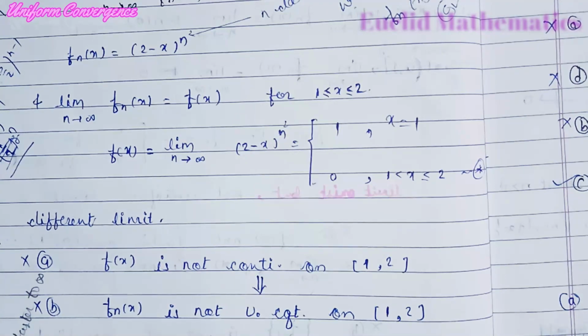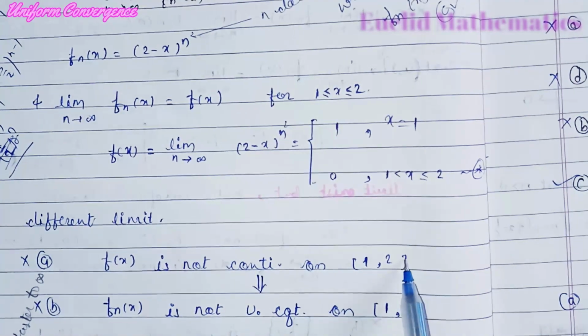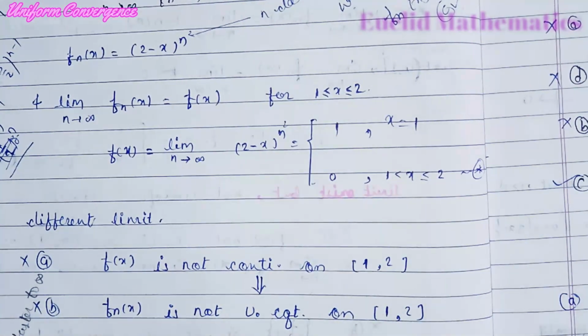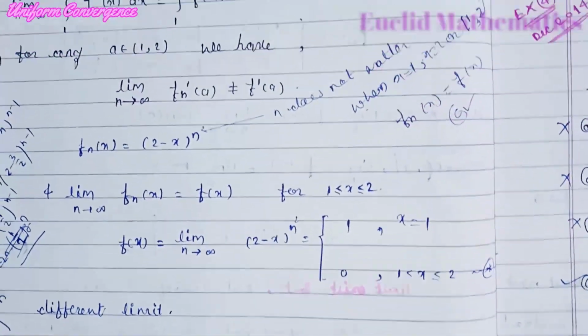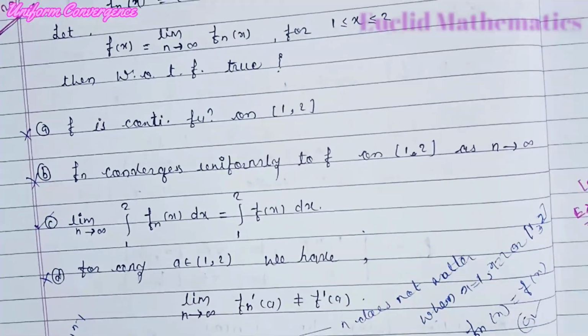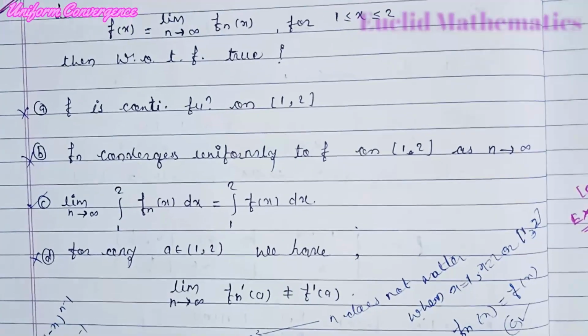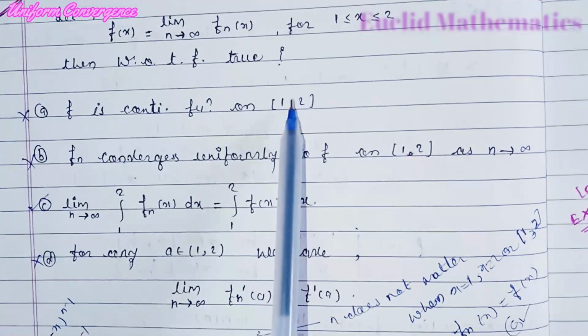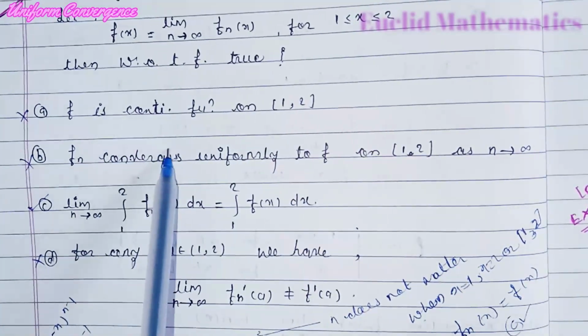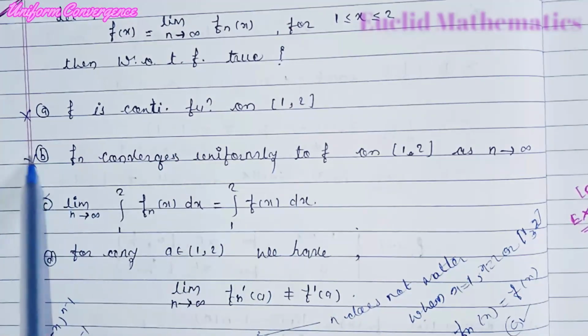Okay, but make sure that if we change that interval, there might be some other interval that gives our function is continuous as well as uniformly convergent. Now let's verify the options, which one of the options is correct here. So f is continuous on the closed interval [1, 2], it is wrong. Uniformly convergent on the closed interval [1, 2], it is also wrong.